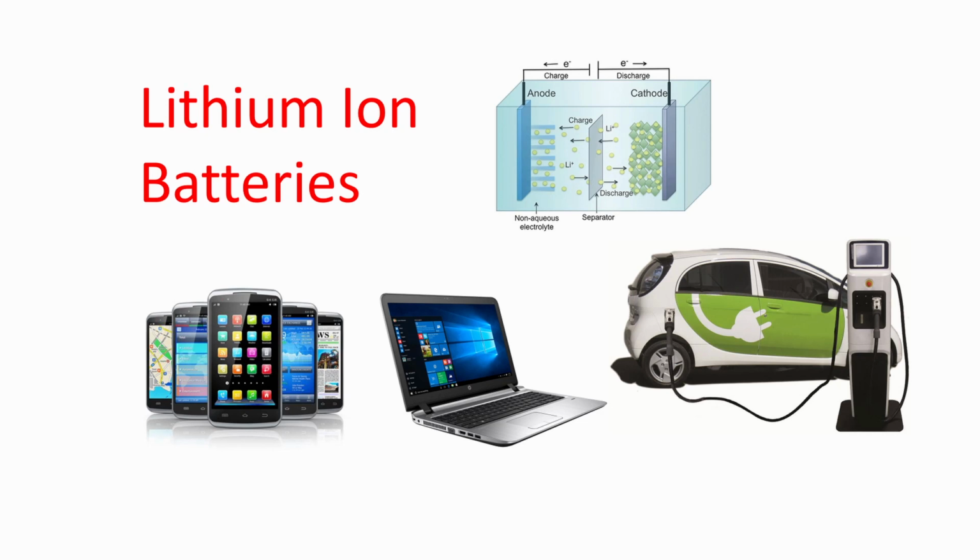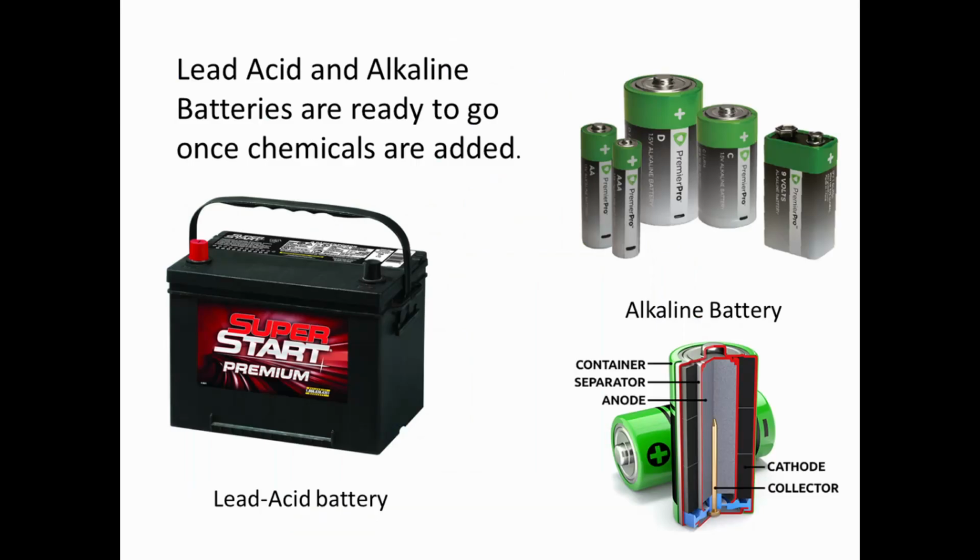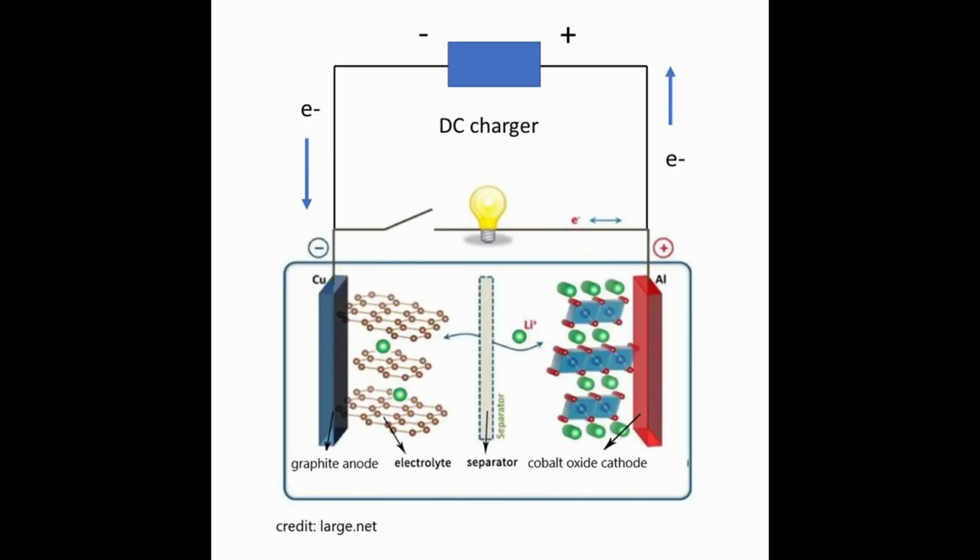Another common type of dry cell or solid-state battery is the lithium-ion battery found in cell phones and laptop computers. A major difference of lithium-ion batteries from other batteries is that lithium-ion batteries require charging before first use. The other batteries we have looked at, lead-acid and alkaline batteries, start out with fully charged anode chemicals and are ready to go. Lithium-ion batteries start out with an uncharged anode and must be charged before they can operate.